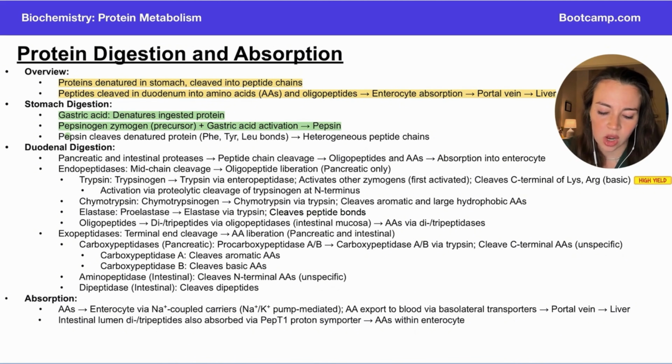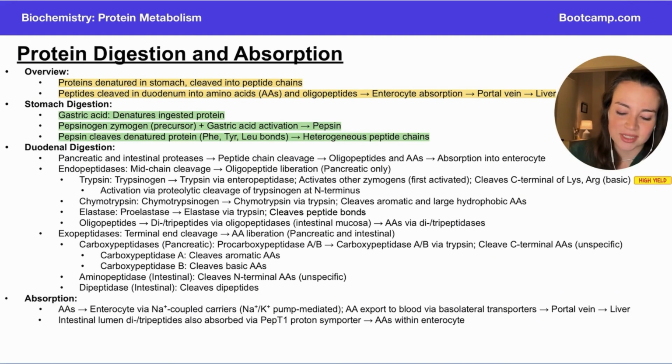And the pepsin went on to cleave that denatured protein chain at the phenylalanine, tyrosine, and leucine bonds to form those heterogeneous peptide chains. All right, so now we're going to talk about what happens in the small intestine, in the duodenum. So we've got our peptide chains in the duodenum, but these are still too long to be absorbed.